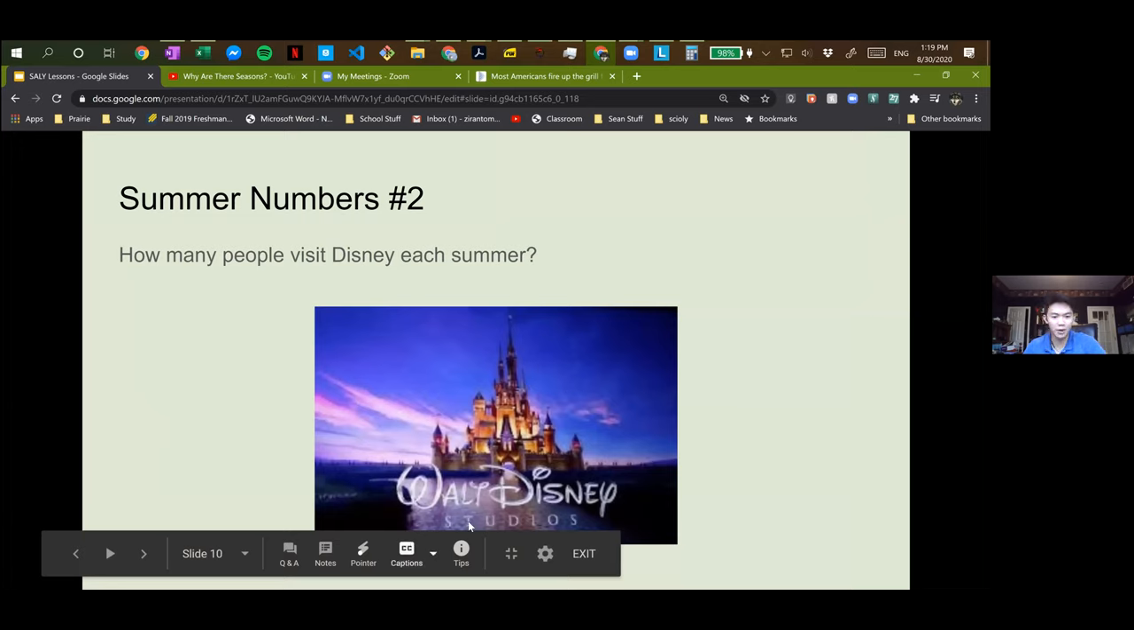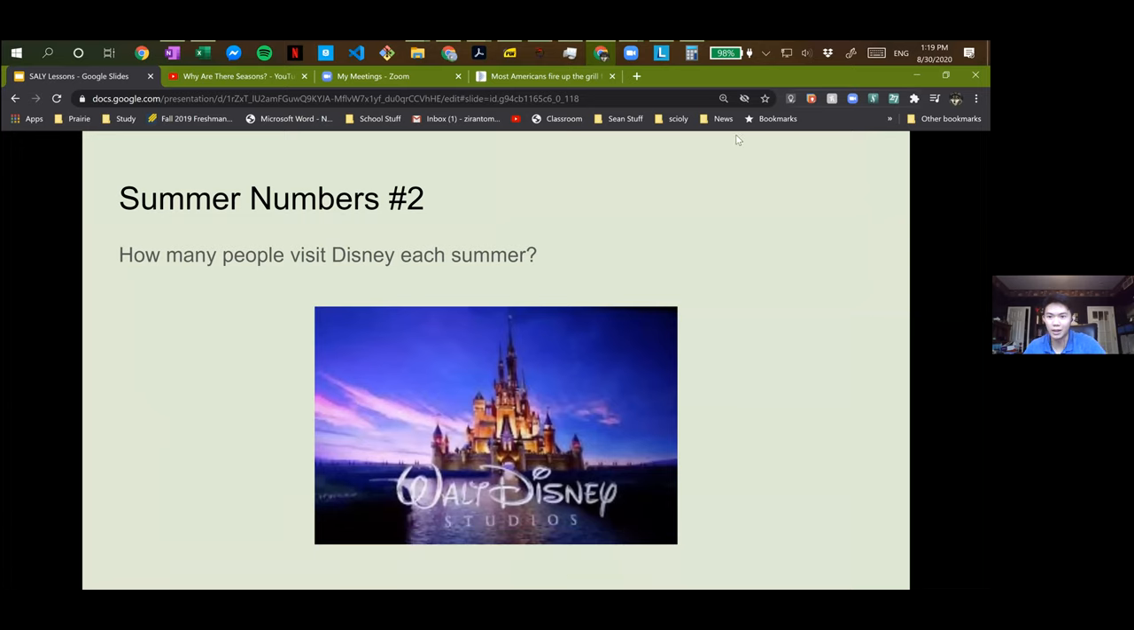So we're going to do our second summer numbers, and let me put out the poll. All right. So how many people do you guys think visit Disney in the summer? Is it 100 million? 996,000? Is it 7 people? 39 million? 84 million? Or 13 million? We'll just give it a little bit more time for you guys to put in your votes. And remember, this is also anonymous, so you don't have to worry about that. Just try your best.